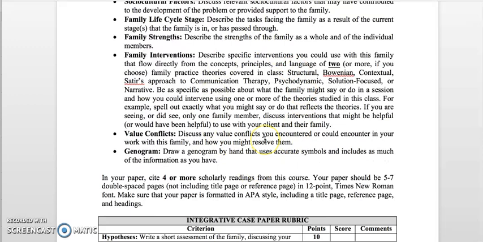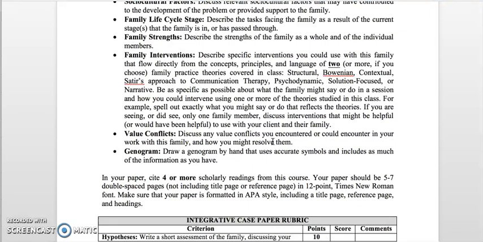Specific interventions you could use with this family that come right from the theories or models that have been employed thus far that you might be really interested in. You can be real specific and kind of help me understand that you grasp it, and then identify any potential value conflicts that you might encounter working with this family and how you might resolve them.